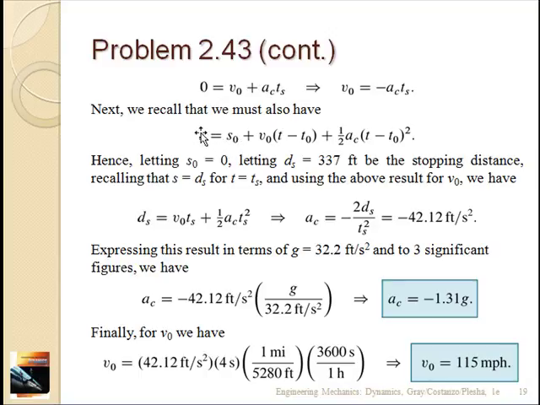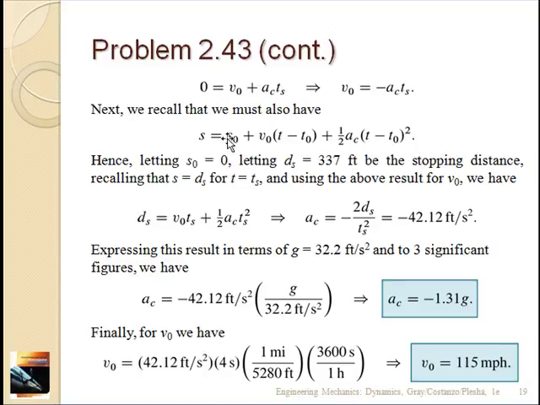The initial position here is 0. The final position is 337. So that gives the second position equation, which relates initial velocity and acceleration. We can combine that with this one and solve for those two equations, two unknowns. We can solve it. All right.